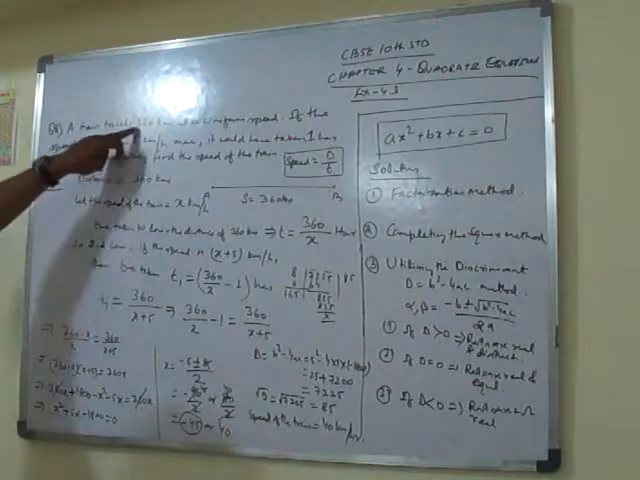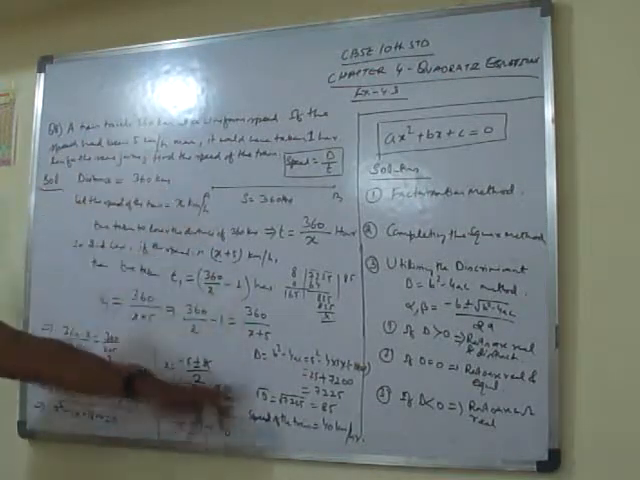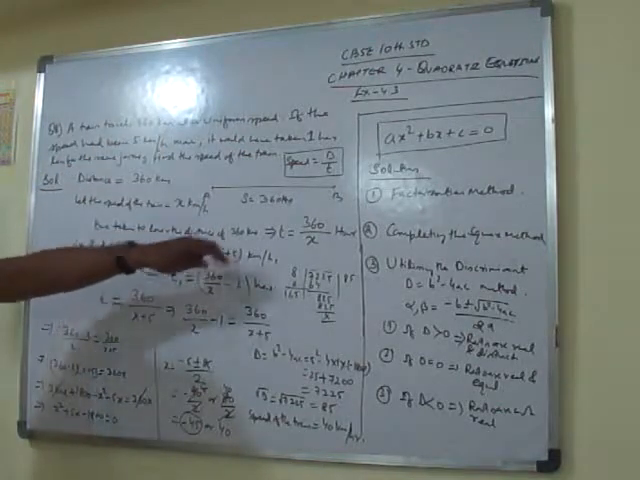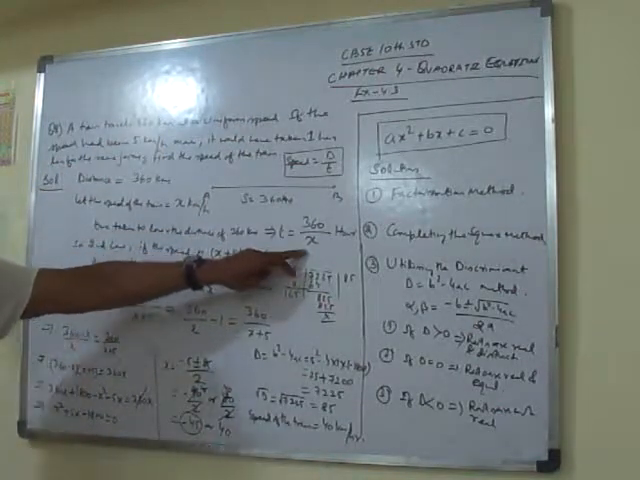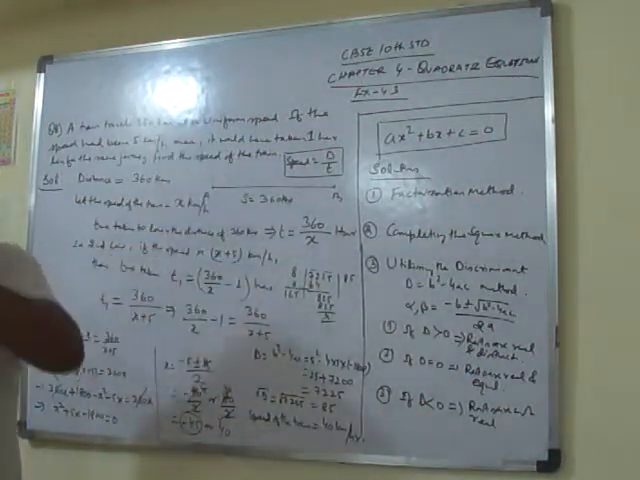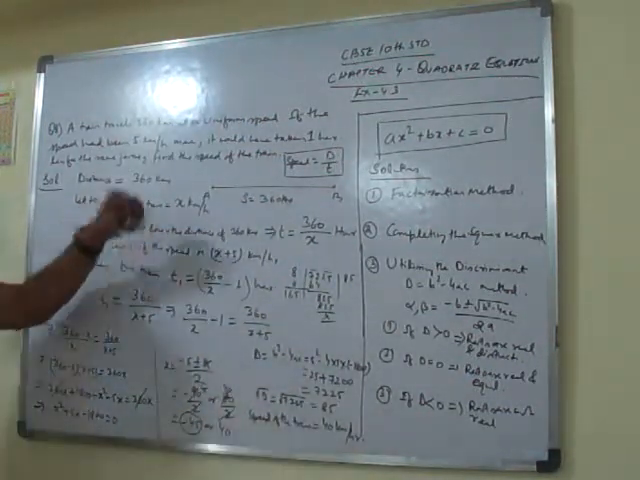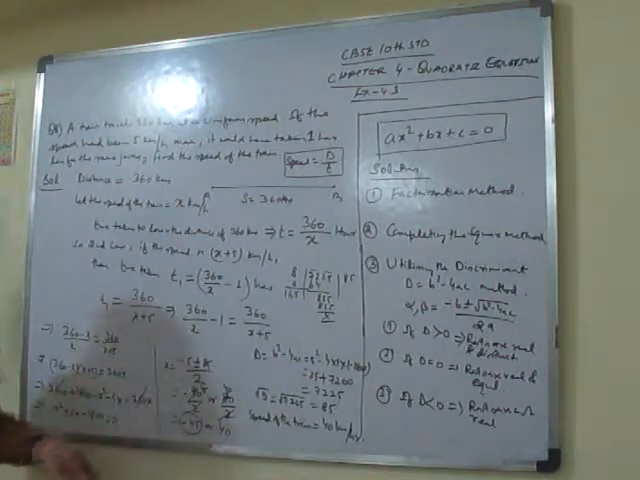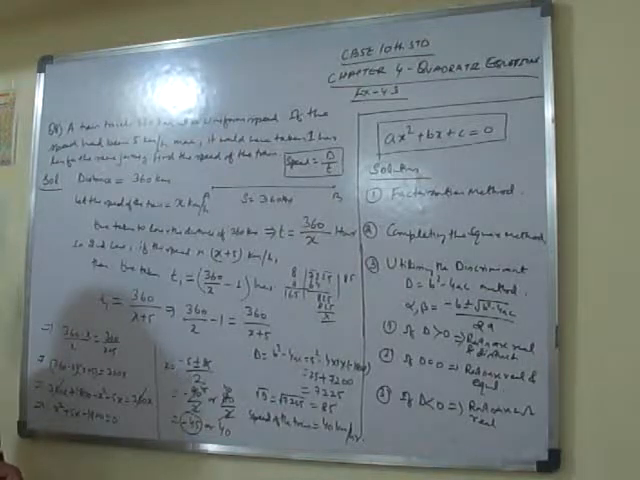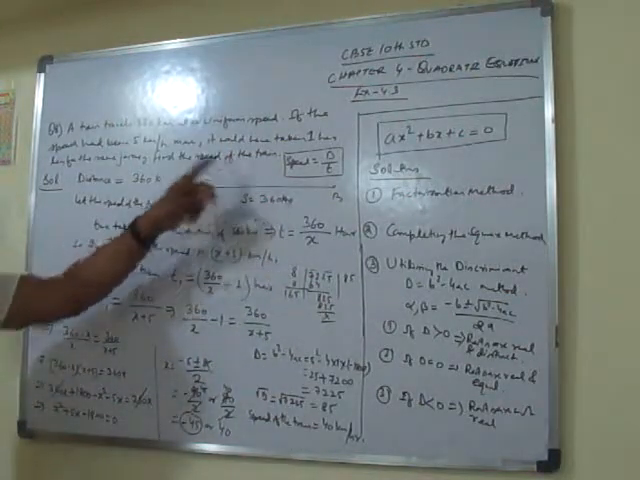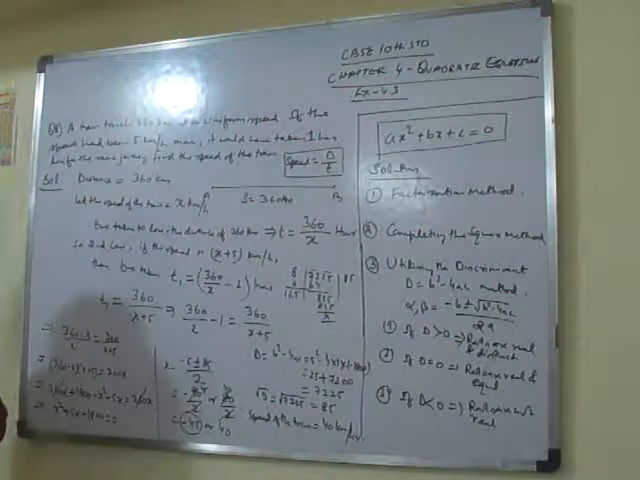Okay, so let us verify. 360 by 40 is giving you how much? 9. So time taken in the previous case is 9 hours. But if the speed of the train is increased to 40 plus 5, 45, then the time will become 8 hours, which is 1 hour less than the earlier journey.